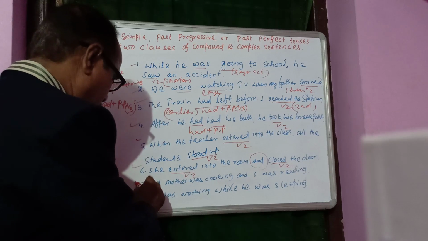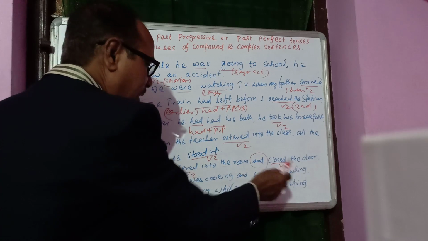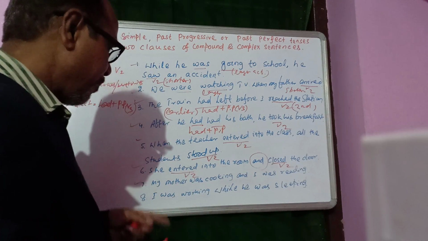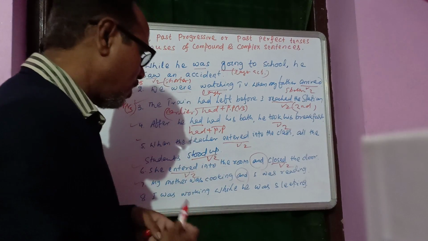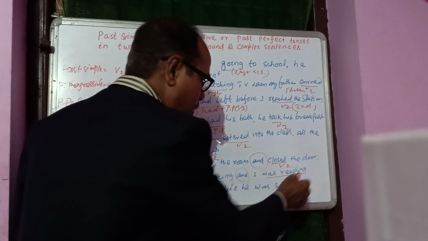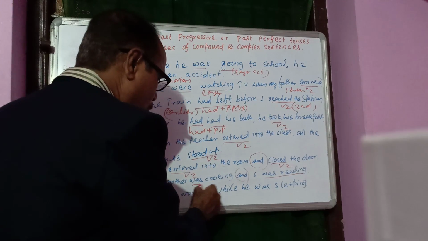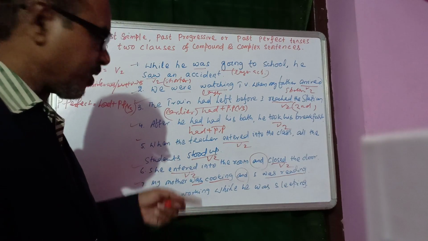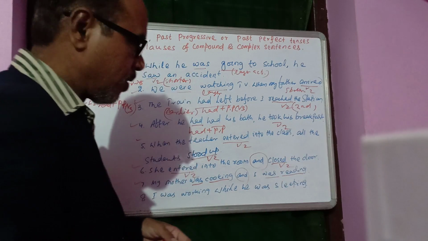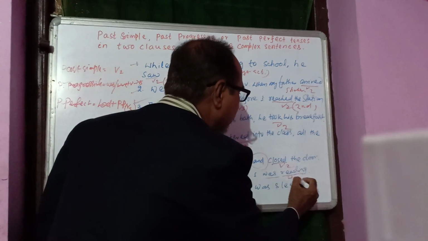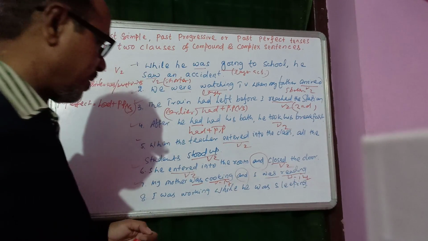You see, example 7: My mother was cooking. I was reading. This is also a compound sentence, and this is the coordinating conjunction. This is was plus verb-ing, was plus verb-ing. This is the past progressive form. Now this is verb-ing, and this is verb-ing.